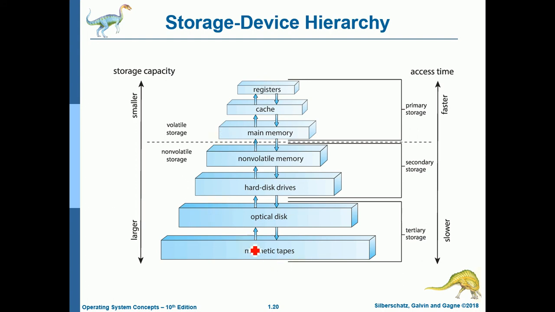Also, when the magnetic tapes have data and the register is requesting it, it will go through the optical disk, the hard disk drive, non-volatile memory, main memory, cache, and then to the register. There is no direct connection between the registers and the magnetic tapes because of the access time. It would consume a lot more time. So this is very optimal for access time.